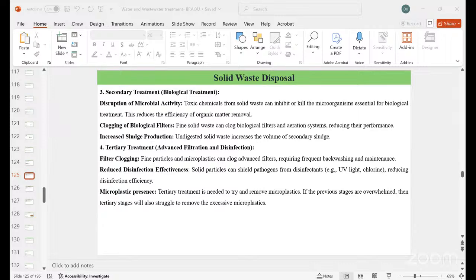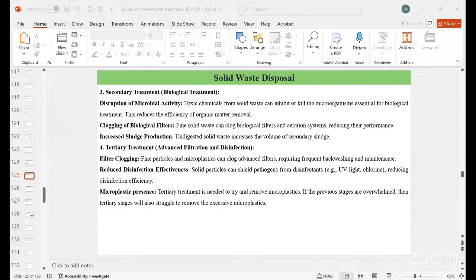And coming to compaction and covering, this reduces the volume and prevents odors and fly nuisances. The main challenges are land scarcity, especially in urban areas, the leachate contamination of groundwater and surface water, and methane emissions, which cannot be controlled and contribute to overall climate change. Long-term monitoring and maintenance is also required.